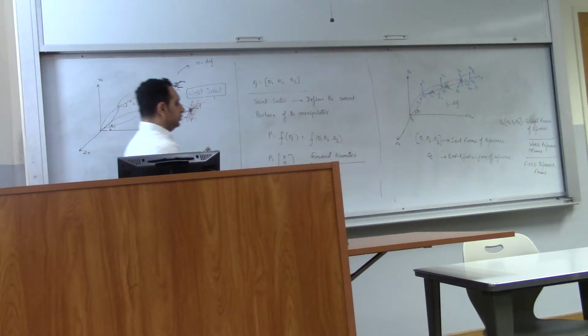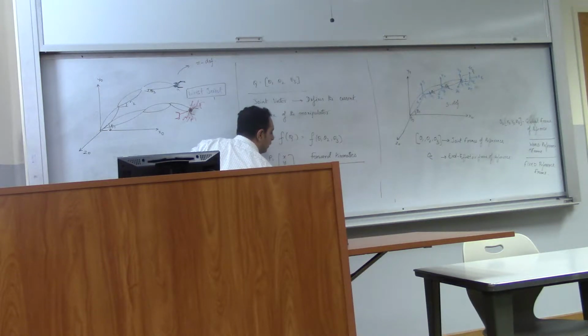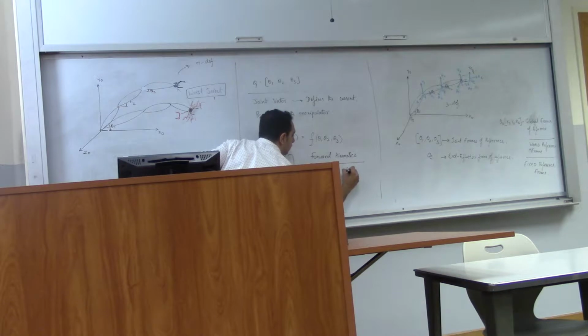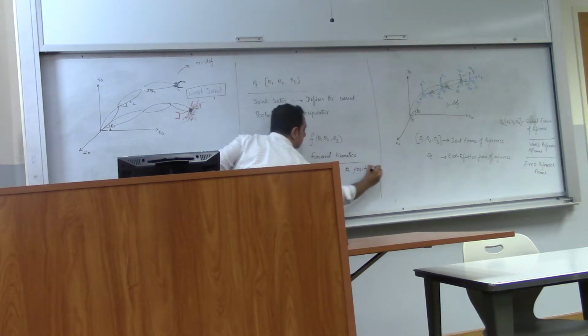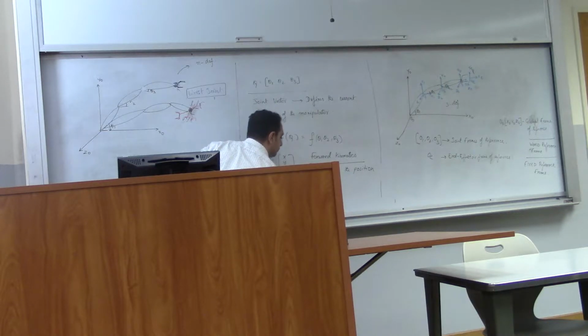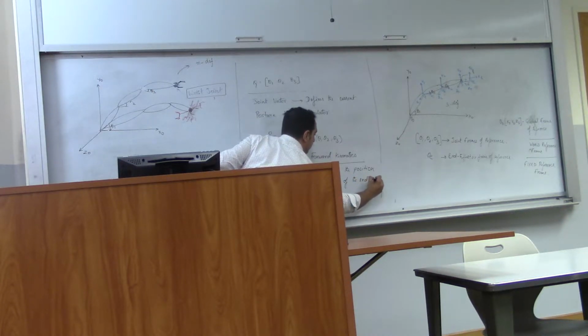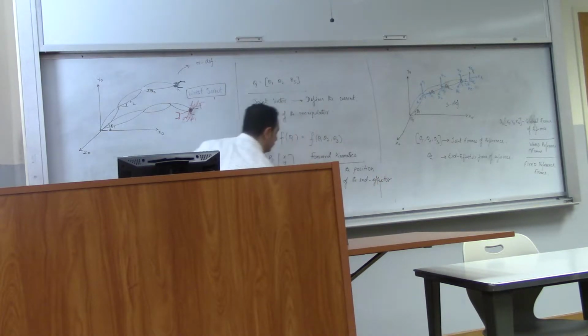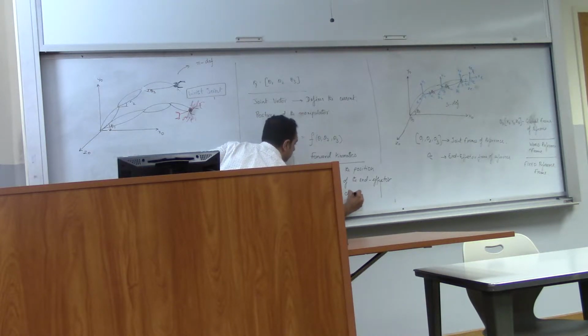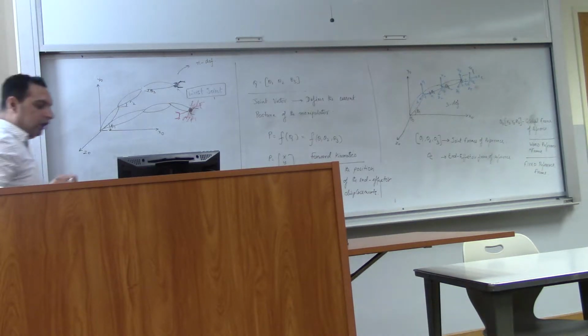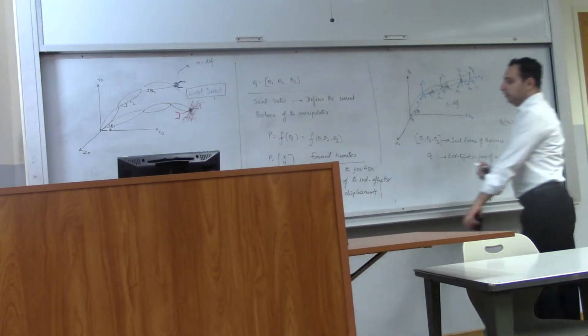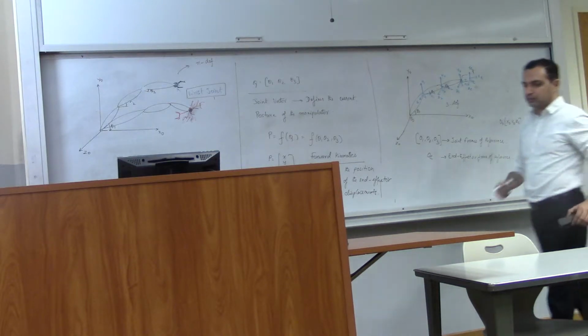Okay. Forward kinematics is to calculate the position and orientation of the end effector given the joint displacements. Okay. Given the joint displacements, if I give you what the joint displacements are, you should be able to tell me what is the position of the end effector. Sometimes we call it P, sometimes we use the letter X, a capital X.